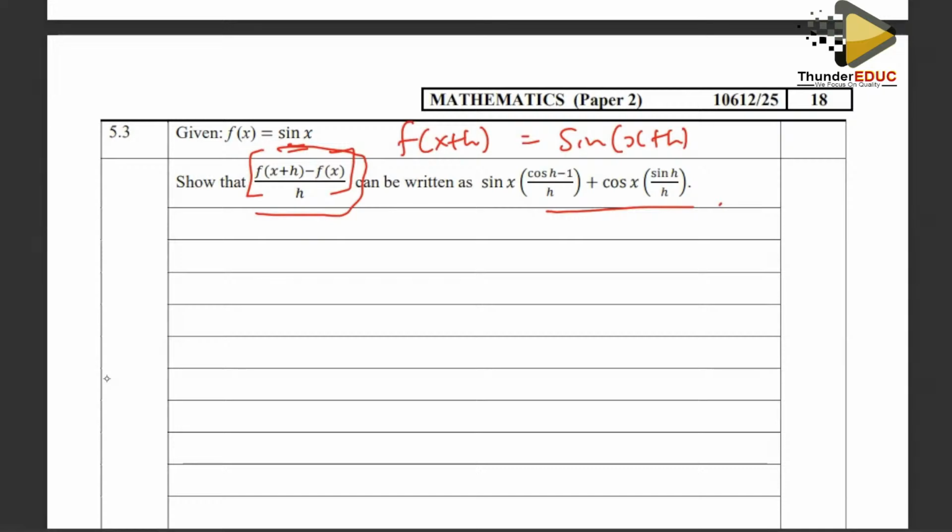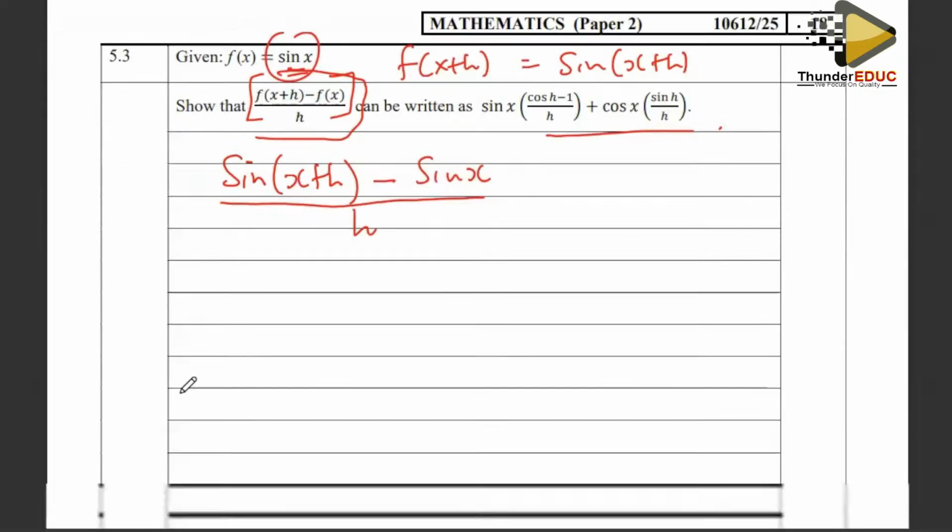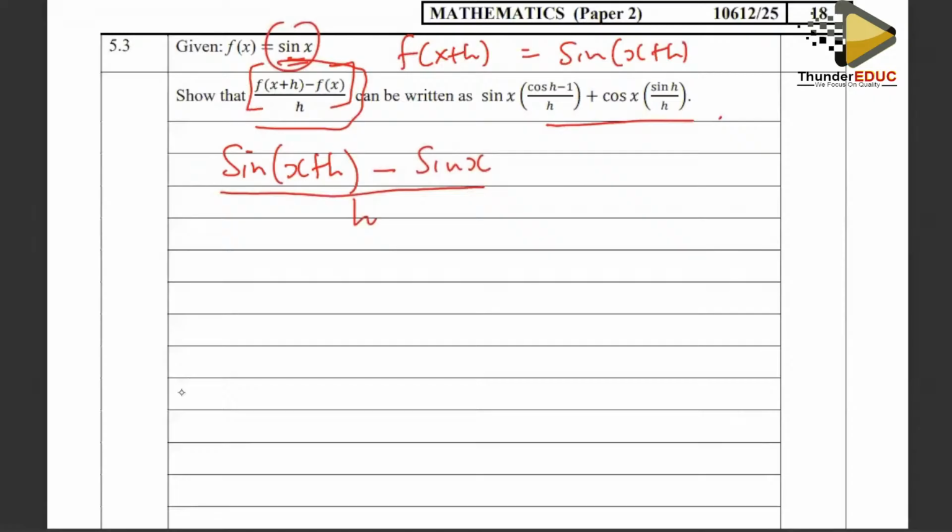Do we need the limits? No, we're not going to use limits here. So we know that our f of x plus h is the sine of x plus h. We are subtracting our f of x, which is the sine of x, and then dividing by h. So no limits whatsoever, né? Because it's not calculus. Then let's expand this using the compound angles of sine. So it's going to be sine x cos h plus cos x sine h. We are subtracting the sine of x and then dividing by h.